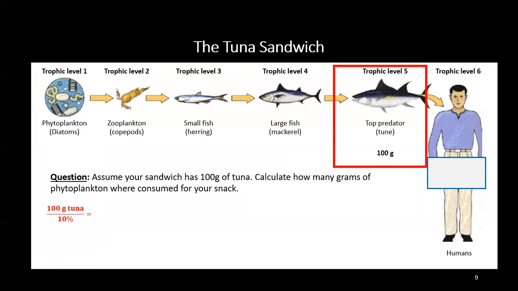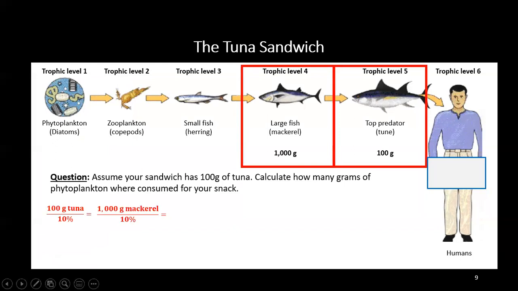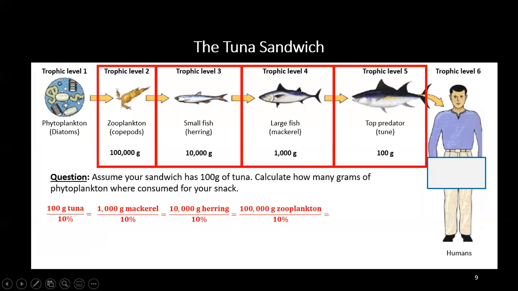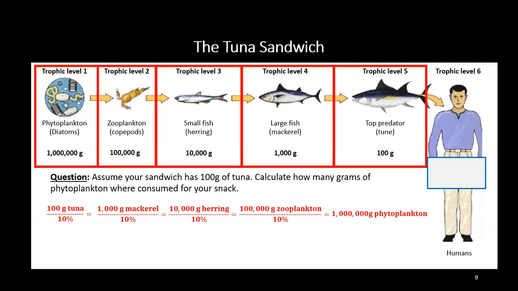At a 10% ecological efficiency transfer between each trophic level, then 1,000 grams of mackerel is required to sustain 100 grams of tuna, or 10,000 grams of herring, or 100,000 grams of zooplankton. Thus, 1 million grams of phytoplankton were required for your tuna sandwich.